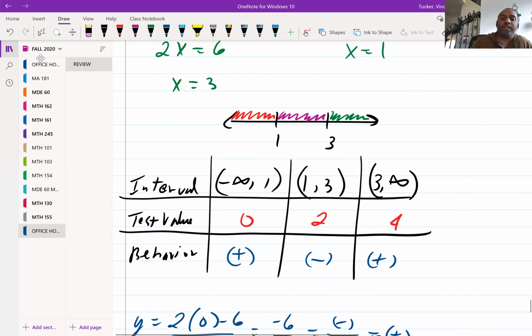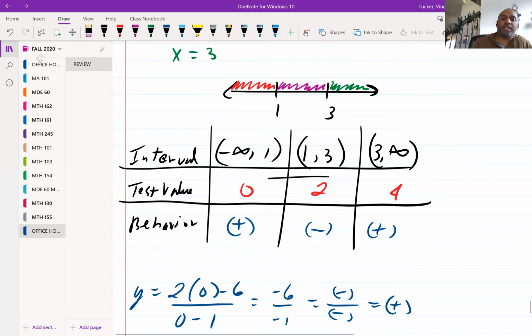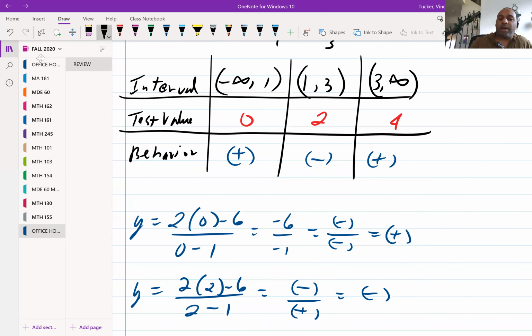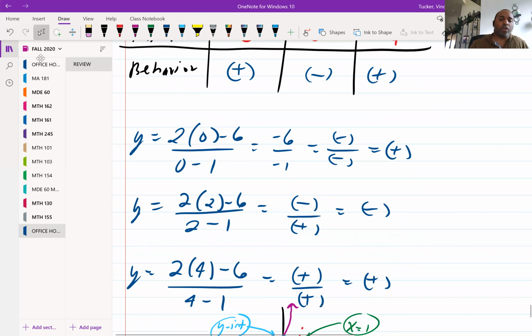So when I plug these test values into my equation, my function, my graph behaves positively here, negatively here, and then positively here. It doesn't matter necessarily what the number is. We want to know what sign we are getting. So that's what I did here.